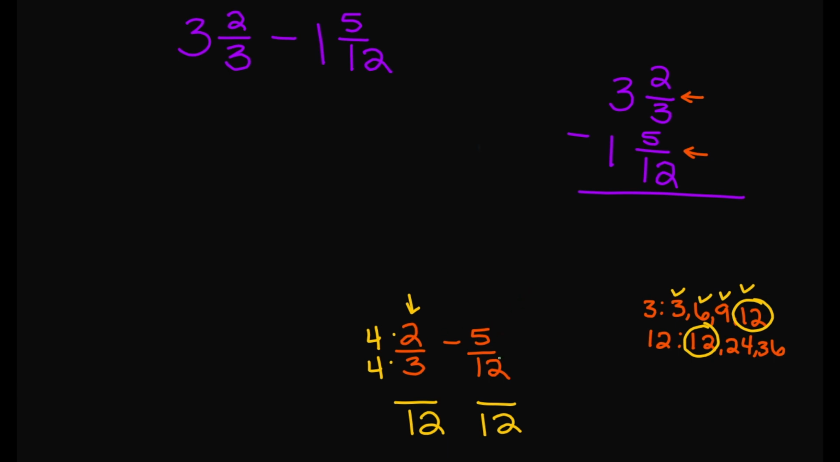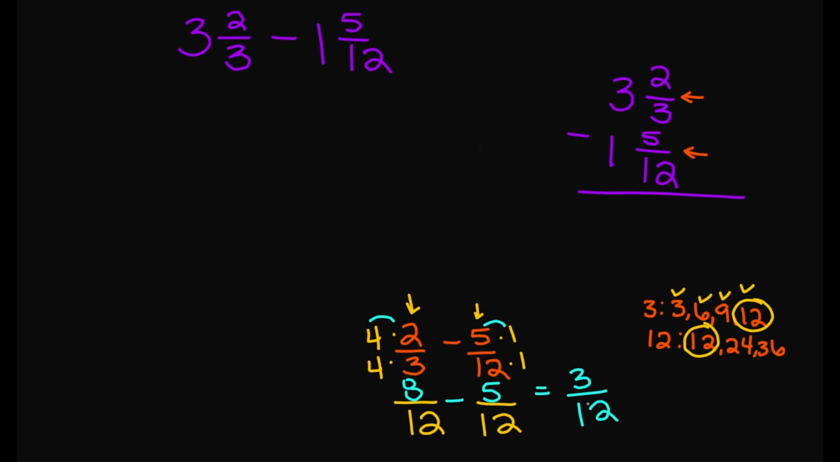For my 5 over 12 here, I'm going to multiply top and bottom by 1, or you can just leave it alone. 4 times 2, this is going to equal 8. And then 5 times 1, this is going to equal 5. So when I subtract 8 over 12 minus 5 over 12, you're going to get 3 in your numerator, and then in your denominator, you're going to get 12.